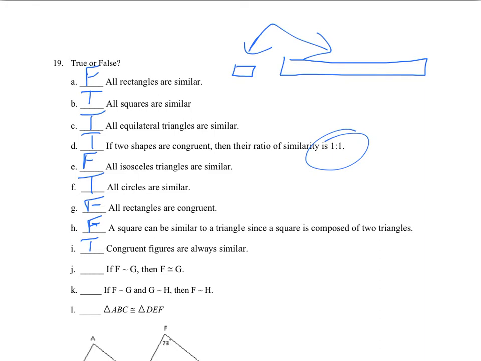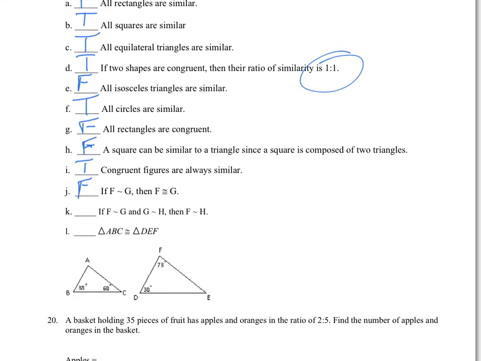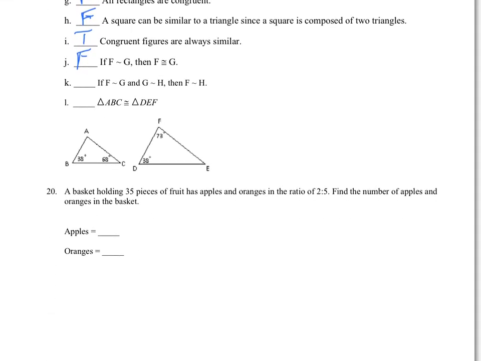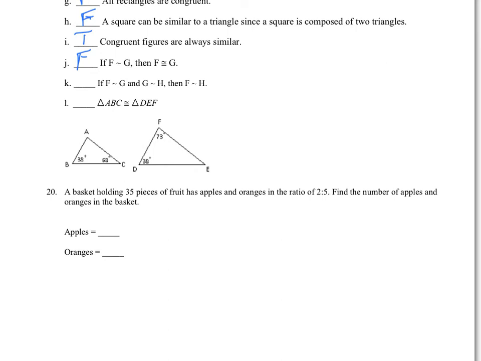If f is similar to g, then it's congruent to g. That is false. It could be larger, it could be smaller. It doesn't mean it's congruent to g. If f is similar to g is similar to h, then f is similar to h. Yeah, if they're similar to the same figure, then they're going to be similar to each other. That's true. And then we have an example here. Are these two triangles congruent?